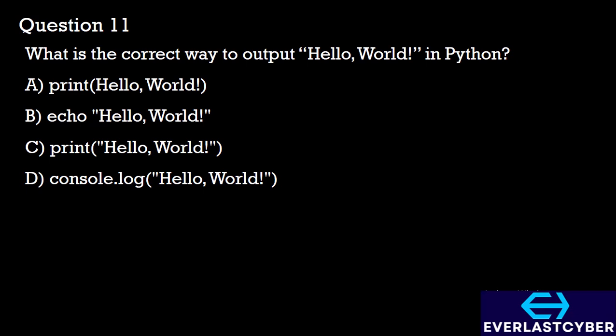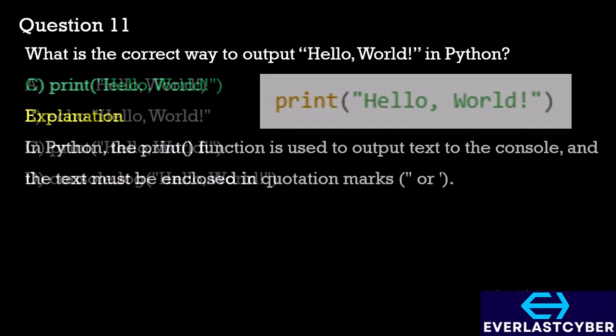Question 11. What is the correct way to output hello world in Python? A. print hello world exclamation and bracket. B. echo hello comma world. C. print hello comma world. D. console.log hello world. Looking at the options we have, the correct way to output hello world in Python would be option C.